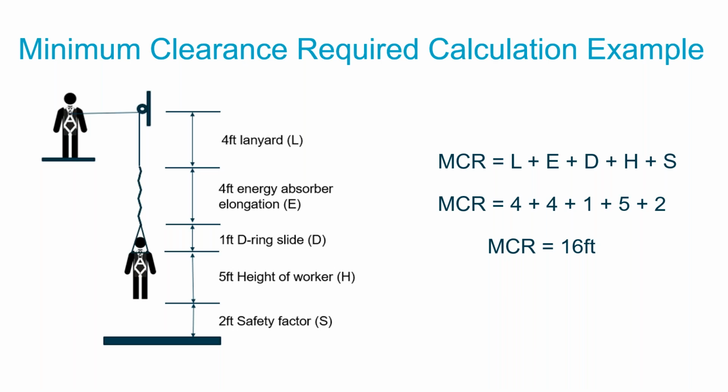A worker should be able to examine the equipment they have, look at where the anchor point is located, and quickly and easily determine whether they have the minimum clearance required. If the minimum clearance required is not present, the worker must not proceed and alternatives must be considered.